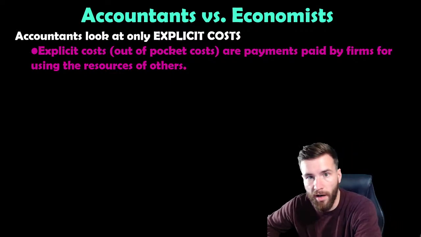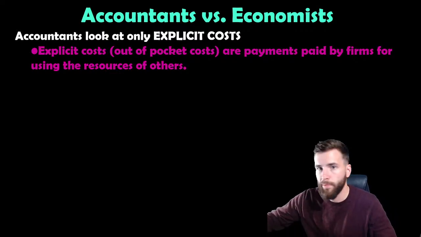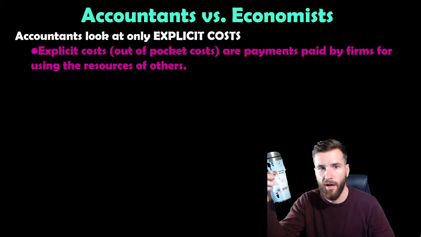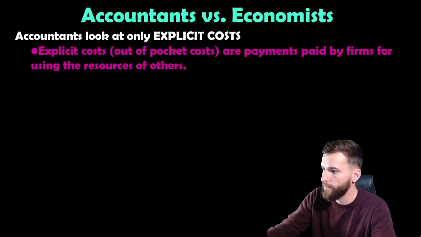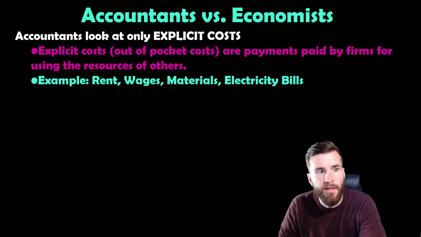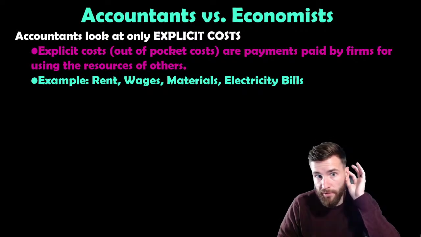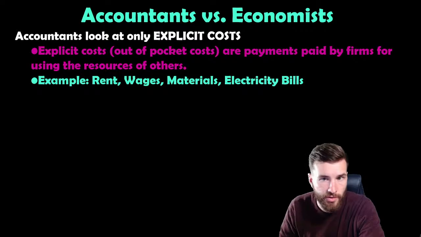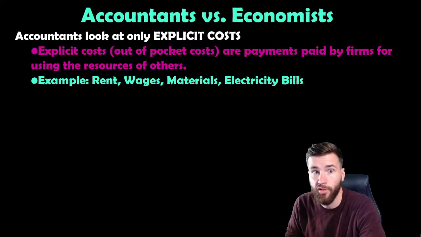But explicit cost is money, literally out of pocket. How much does it cost you to produce the mug? If it costs me $8 to produce the mug, that is my explicit cost. That's the cost for the resources, the price for the resources. So if you're running a business, examples of explicit costs would be rent, wages, materials, electricity bills, you name it. The cost of production is generally your explicit cost.